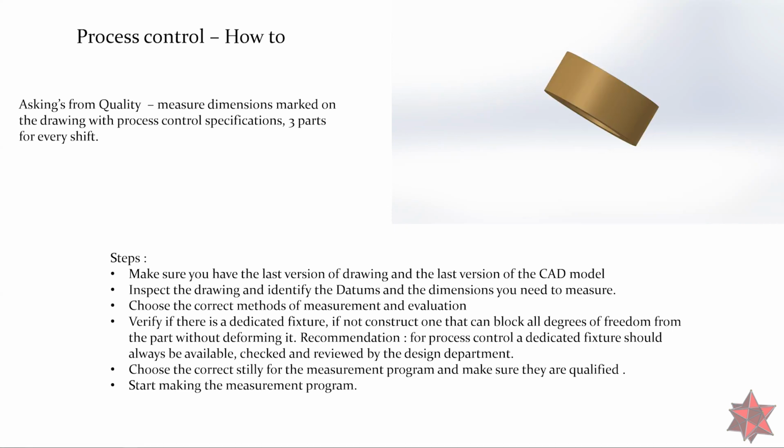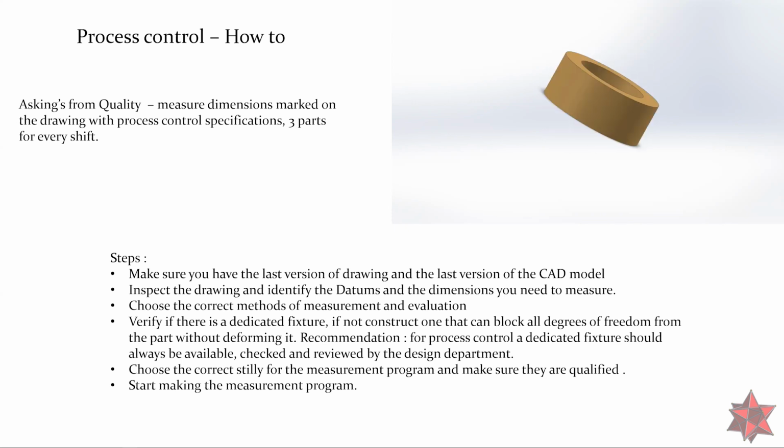And I do recommend for process control there should always be a dedicated fixture checked and reviewed by the design department. This is an important measurement, and you have to have repeatability and reproducibility on it. You have to make measurement system analysis on it. There will be this kind of request from the client, and you will have to give them this. And if you don't have a dedicated fixture, then you will most certainly have a problem with this. So make sure you have a dedicated fixture. It's the best way to keep things in control.